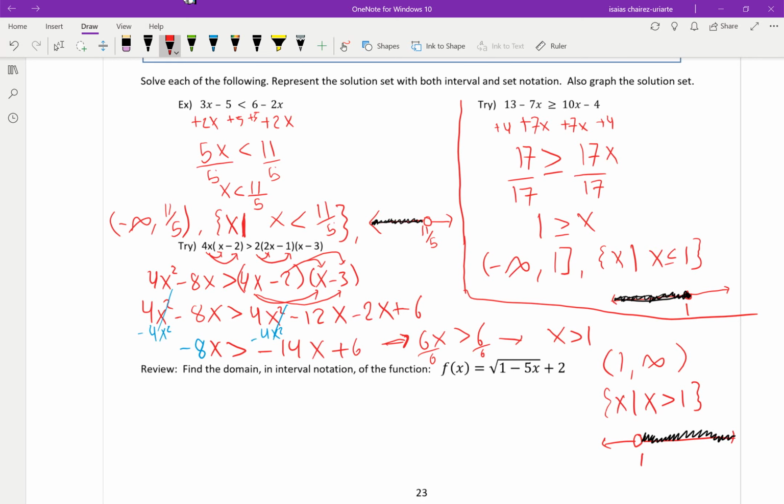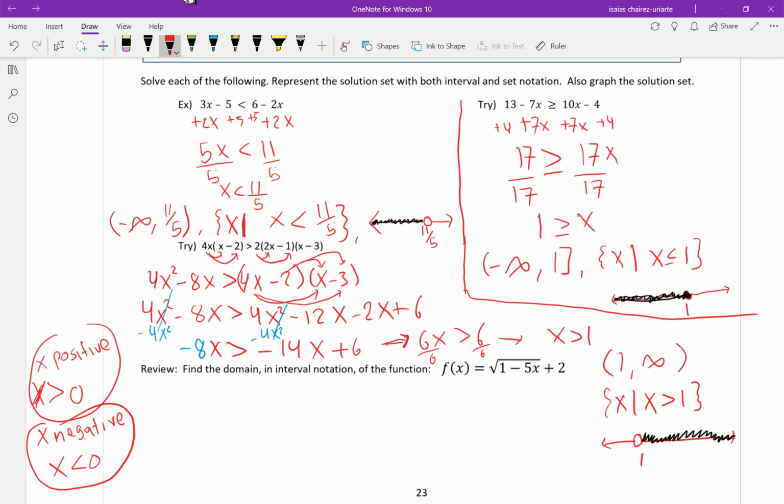So what I wanted to say is this: if x is bigger than 0, that means x is positive. X is negative if x is less than 0. So let's keep that in mind. If you are bigger than 0, that means that you're positive. If you're less than 0, that means that you're negative.